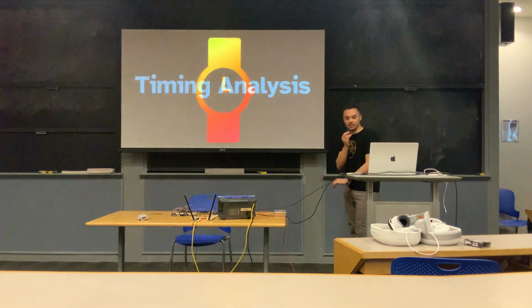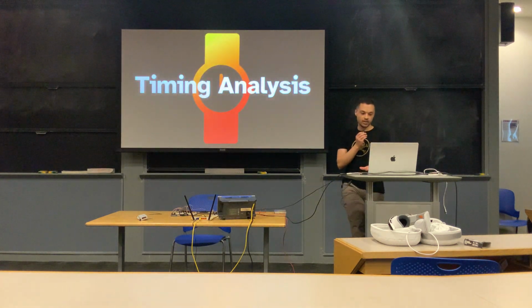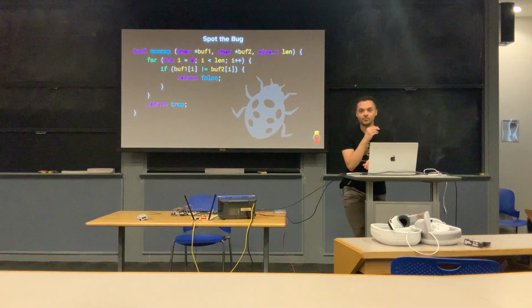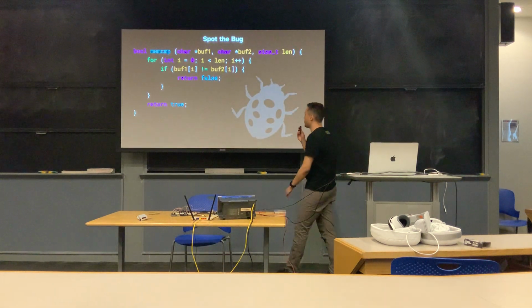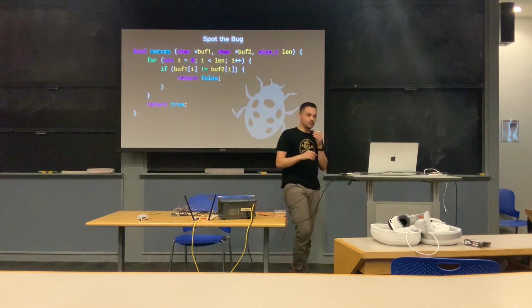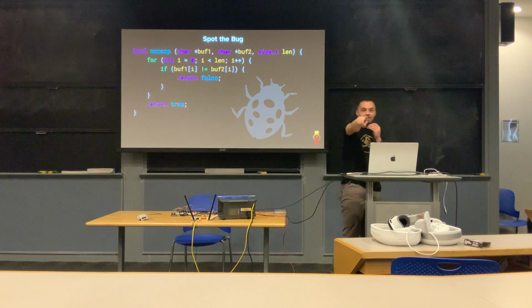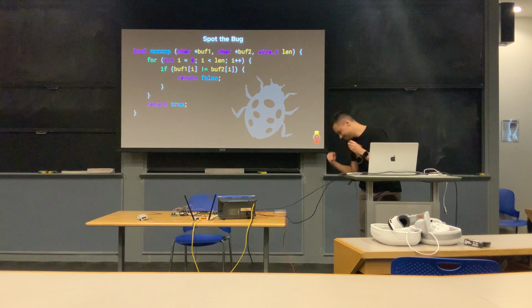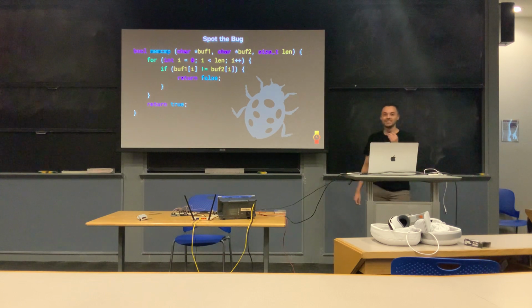Now let's move on to timing analysis. I want to play a game with you really quick called Spot the Bug. I have a memory comparison operation that's designed to check two buffers to see if they're equal. Who sees the bug? Yeah. Basically, if the buffers don't match, it'll return quicker than if the buffers do match, and so you can analyze how long it takes to determine what. Yes.